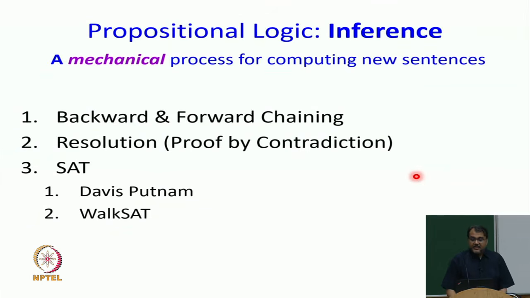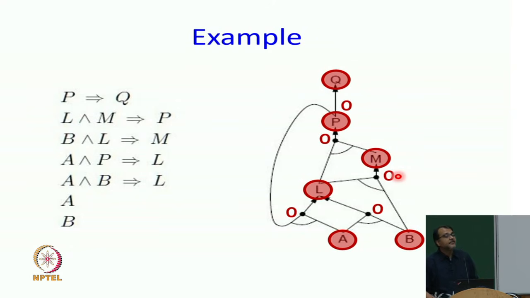So now you see that this is an inference procedure which is using a mechanical process for computing new sentences. And in this case, if all the sentences are Horn clauses of the form A and B and C and D implies something, and my query is a single variable or a conjunction of multiple variables, but not a disjunction, then I can say that this procedure is guaranteed to prove it, and it will also be complete.